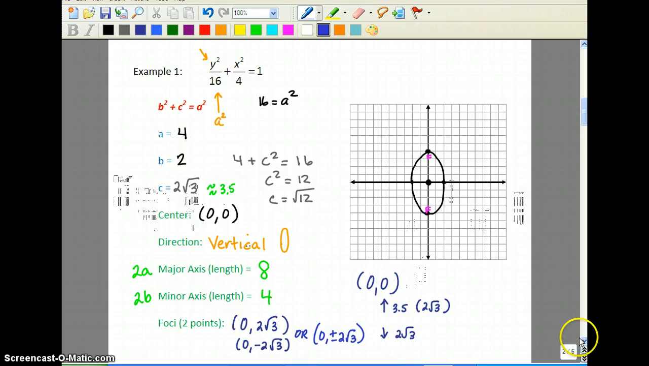All right, I want to make sure we understand. This distance is A, this distance is B, and the distance out to the F is C. That's going to be important for us. All right, we'll do the rest of these examples in class.